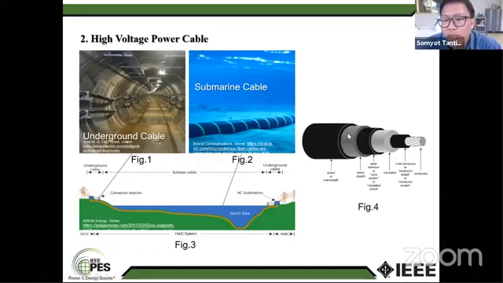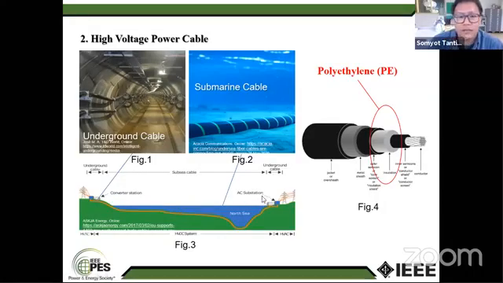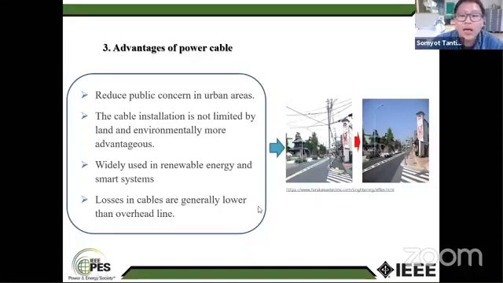And in figure 4, we can see the structure of the power cables. Here my project considers the aging phenomena of the polyethylene insulation. As all of you know the advantages of the power cable, I will remind you again. The power cables can reduce public concern in urban areas, as you can see in the right picture. In Japan, I think this is Japan, by using power cables, the messy overhead lines are removed, reducing public concern.